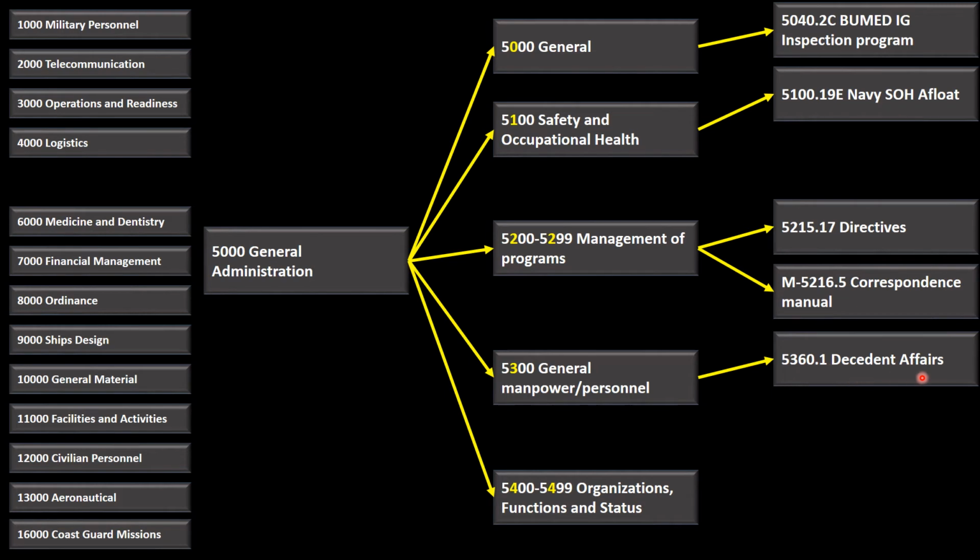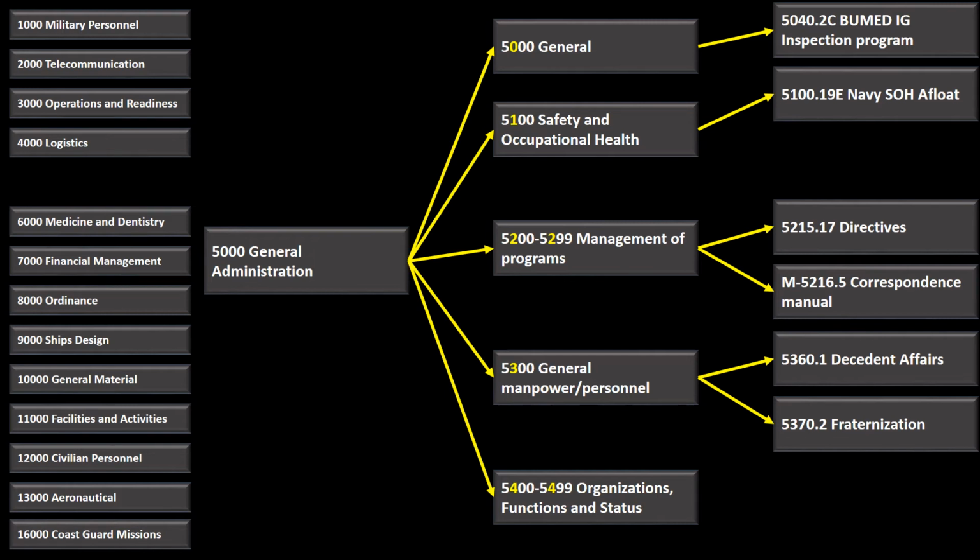And you might be wondering, well, why does this fall under general manpower, personnel, and admin? Well, the deceased affairs is mostly dedicated to all the administrative things that happen with funerals and the remains of the deceased. So that's why it falls under this SSIC. And then we have our 5370.2, that's fraternization.